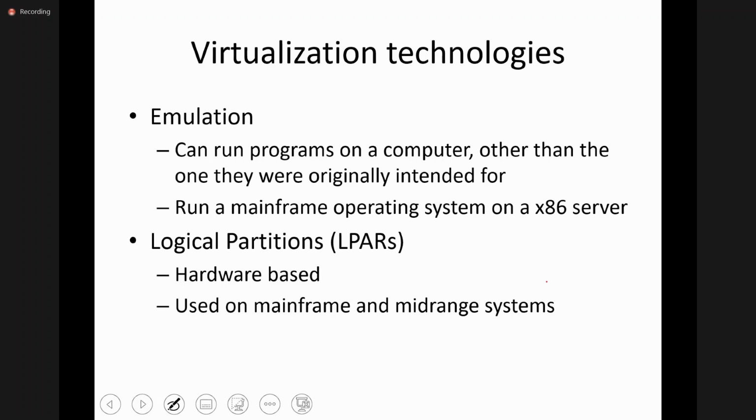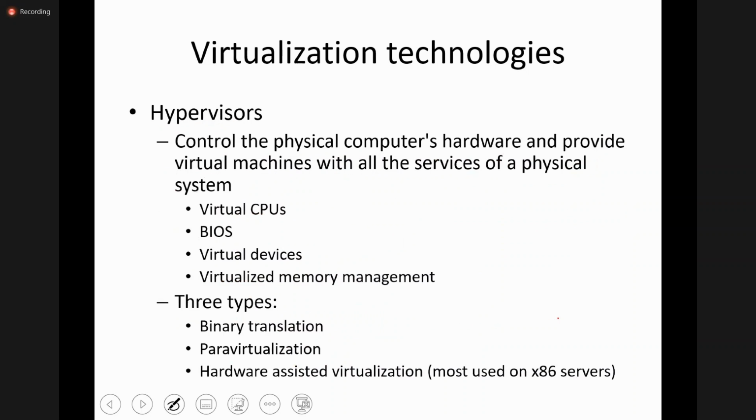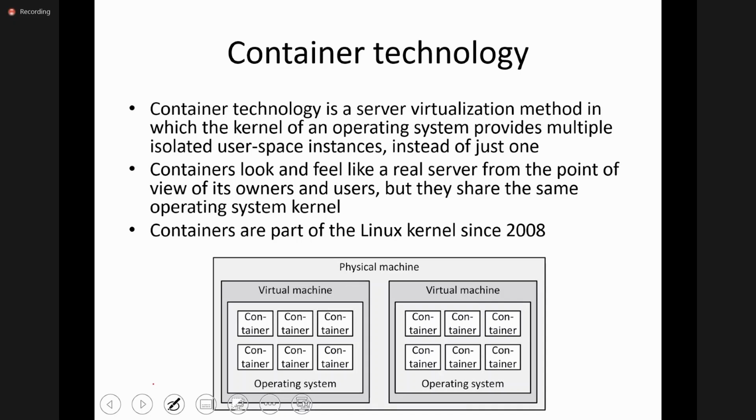The virtualization technologies: emulation, what does it mean? It can run programs on a computer other than the one they were originally intended for, for example running a mainframe operating system on an x86 server. Logical partitions are hardware-based, using mainframe and mid-range systems also. Hypervisors control the physical computer hardware and provide virtual machines with all the services of the physical machine. By using those, there are three types of them as mentioned in the slides. Now we will come to the concept of containers.